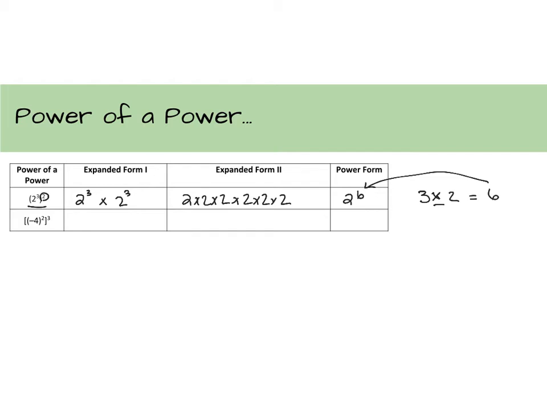So in this one, we have negative 4 squared, cubed. So we have negative 4 squared 3 times. Okay, so that's our first expanded form. Next, we're going to expand each of those squares. So negative 4 multiplied by negative 4, and we're going to do that again.